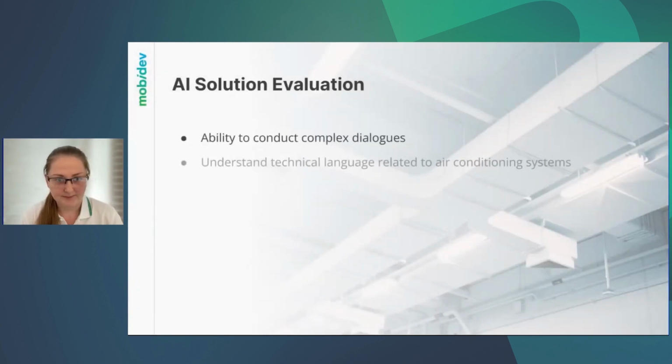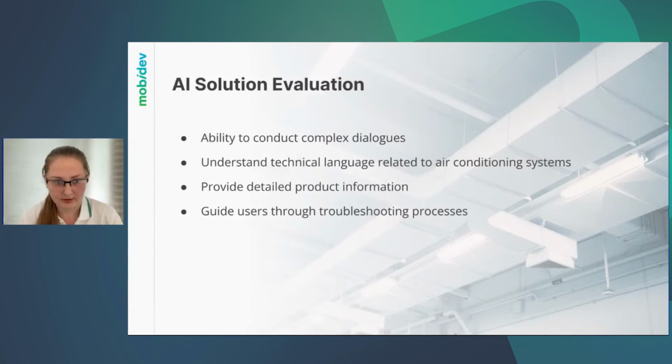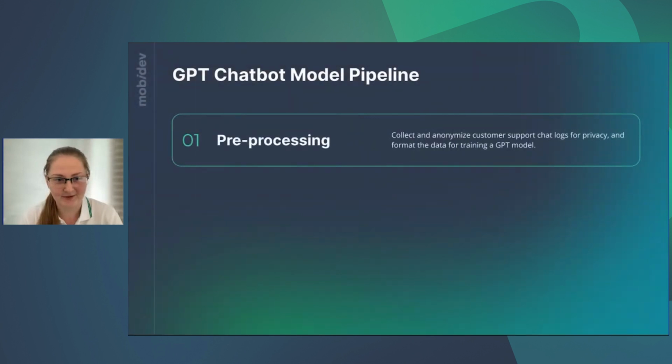Okay. What is important to understand about this specific case is that the system should be able to conduct complex dialogues and at the same time understand the technical language. Also, it should know about the products they have, about their price, for example. Price can change. Basically, it should know about everything they have on their website. At the same time, it should guide the users through the troubleshooting process. So let's go to the usual, already usual slide.